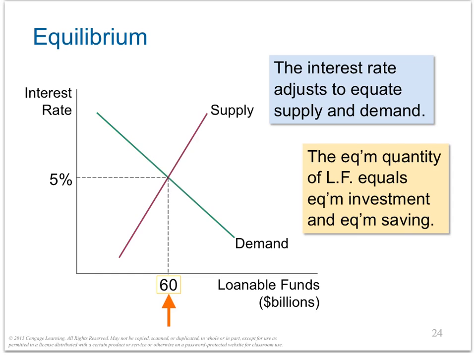In this way, the interest rate approaches the equilibrium level at which the supply and demand for loanable funds are exactly equal to each other.